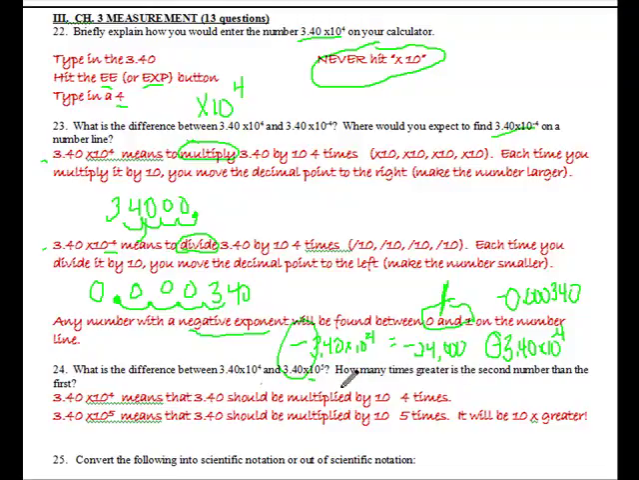How many times greater is the second number than the first? Well, 3.40 times 10 to the fourth means that you should multiply it by 10 4 times. And 3.40 times 10 to the fifth means you should multiply by 10 5 times. So basically it's going to be 10 times greater. Okay, every time you multiply, it's not 1 times greater. Even though 4 and 5 are just one number different, that means it's 10 times greater.